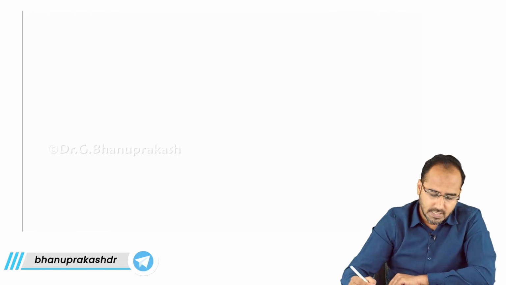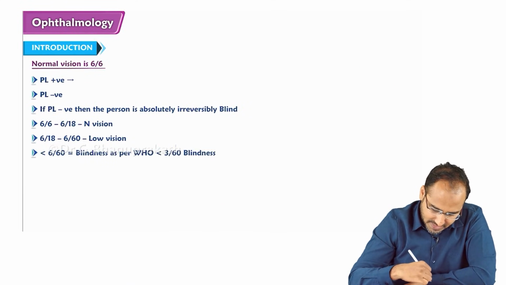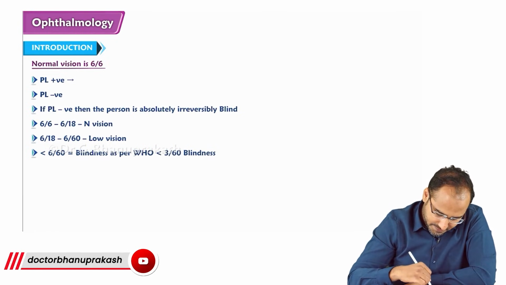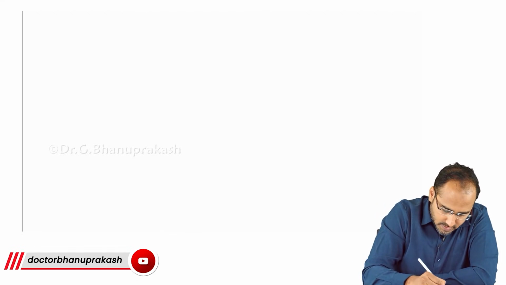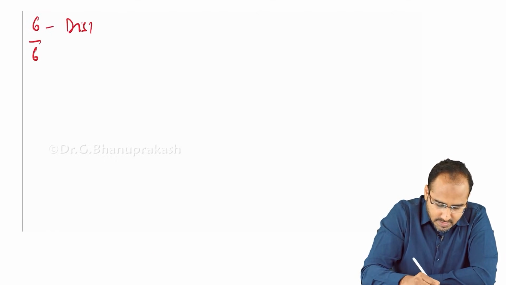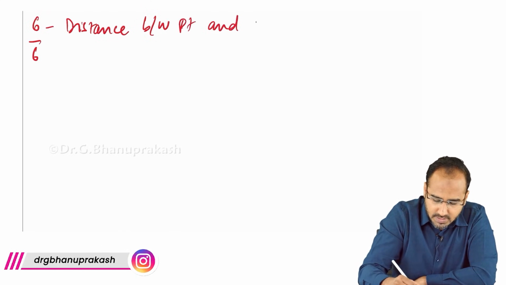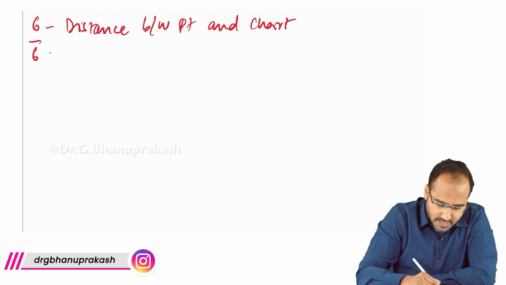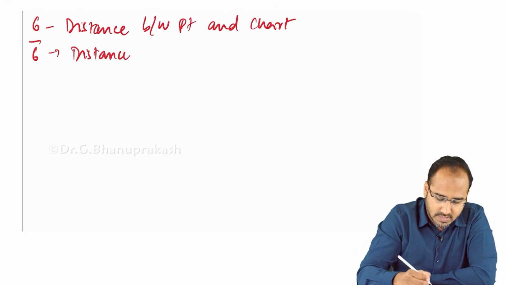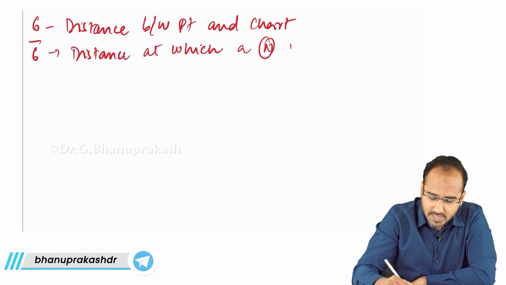So look over here guys. Snellen's chart, I already told you 6 by 6 or 6 by 60, what it means and all, okay? Now you can just write there: 6 by 6 means what? Upper 6 is the distance between patient and chart. Whereas the lower 6 means what guys? What is the lower 6? It is a distance at which a normal person can read the same line.